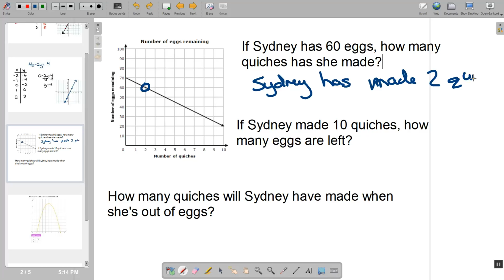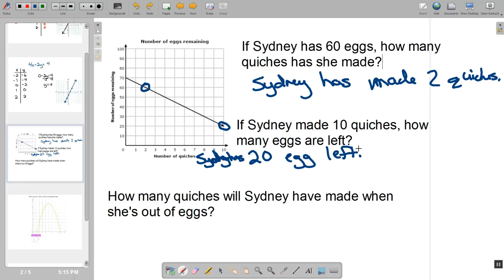And there's no way I'm going to spell quiches right if I don't actually watch the word as I spell it. Okay, 2 quiches. There we go. If Sydney made 10 quiches, how many eggs are left? Okay, so quiches, that's on our x-axis. We go down here. We find 10. That's right there. So if she has made 10 quiches, that means she has 20. Sydney has 20 eggs left.